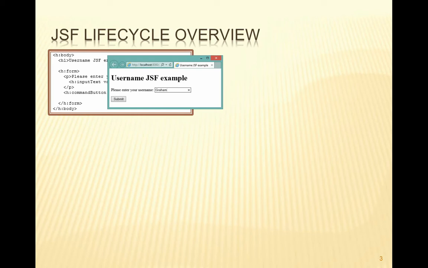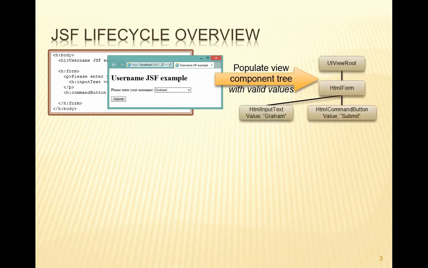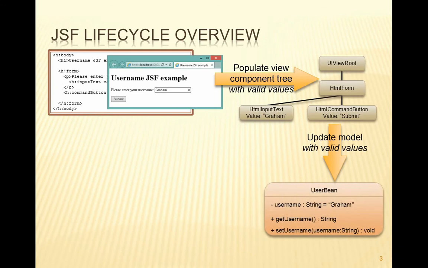So the first thing that it does is to build a component tree that represents the view that has just been submitted. And as part of that building of the tree, it will also populate the values from the HTML form. And it will populate it with valid values. That's the crucial thing here for today, valid values. Then it will take those valid values and use them to update the model. That model is the backing bean and other Java classes.